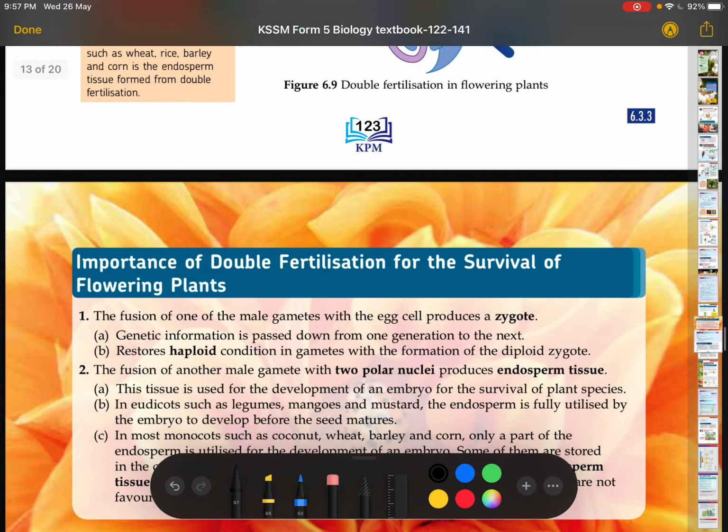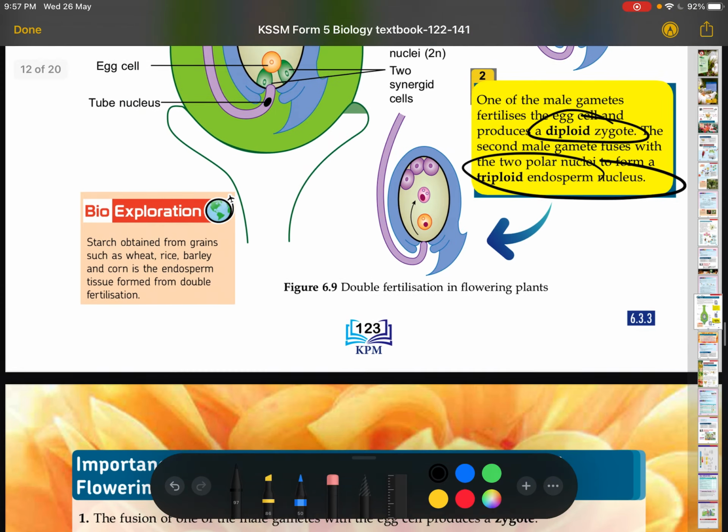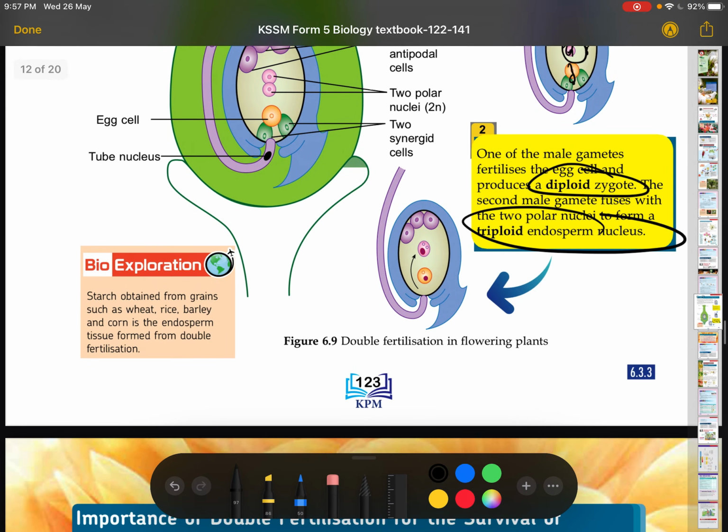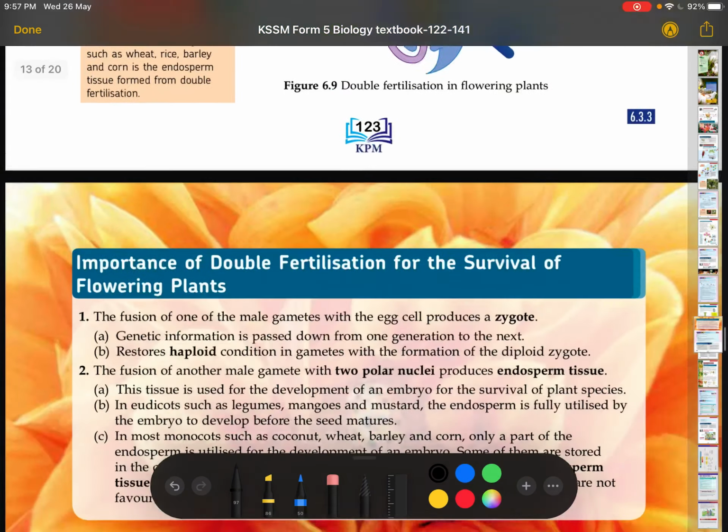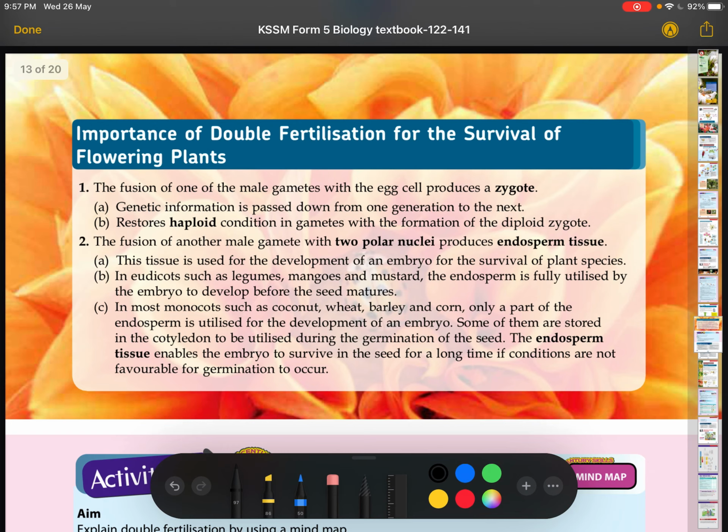So yeah, I think that is the main point you have to know. One becomes diploid, one becomes triploid. Because there are two fertilizations occurring, we call it double fertilization, and it's quite unique. Okay, how about the importance? This is all basic stuff.